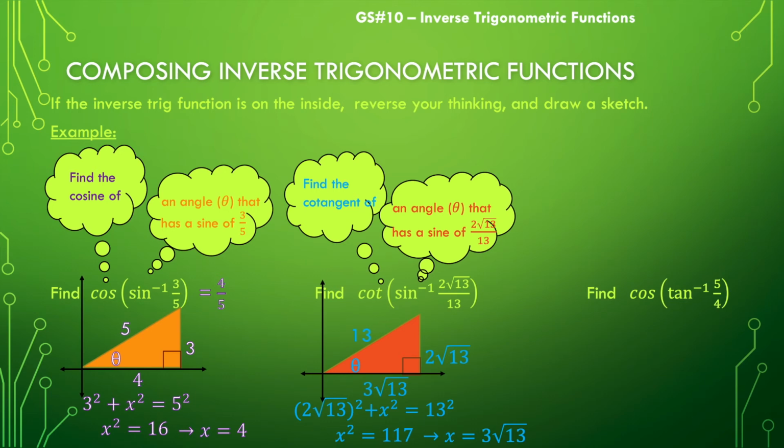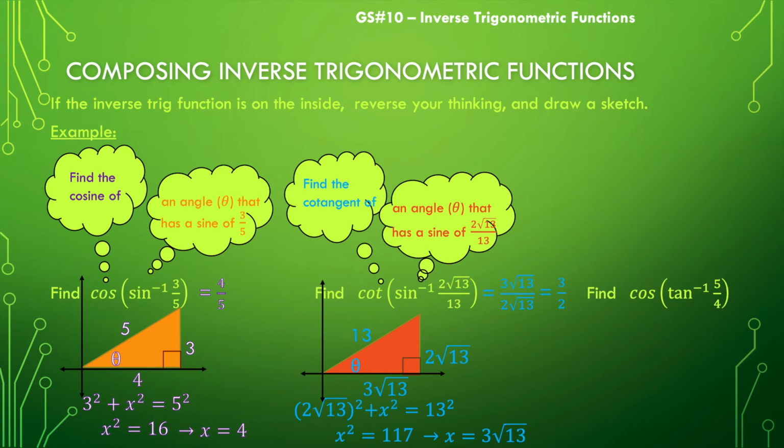Now I'm looking for the cotangent of theta. Okay, so the cotangent of theta will be adjacent over opposite. My adjacent side there is going to be 3 rad 13, and my opposite side there will be 2 rad 13. And then I would simplify that to just 3/2.